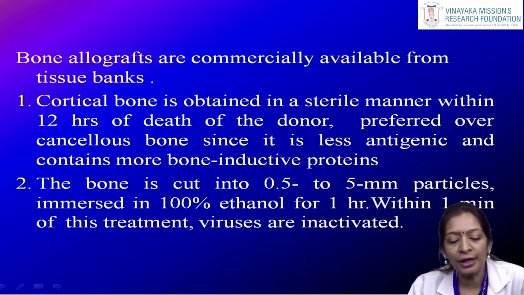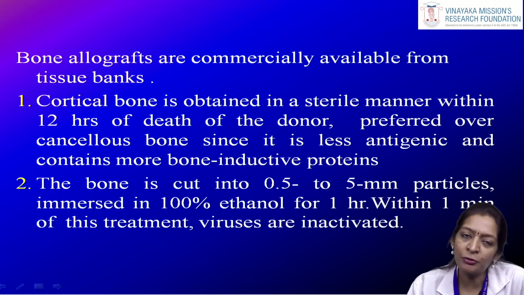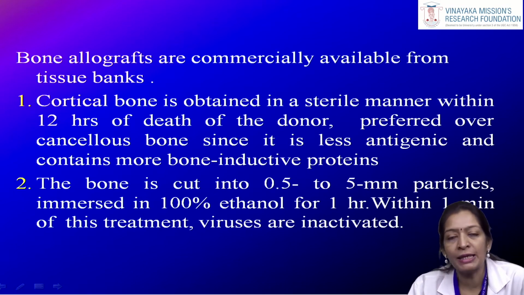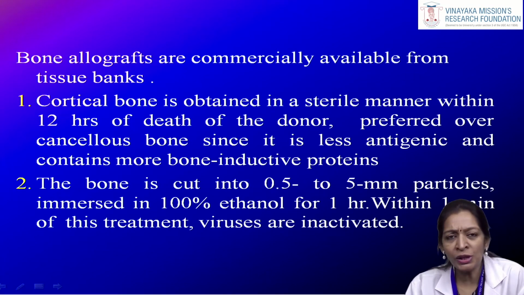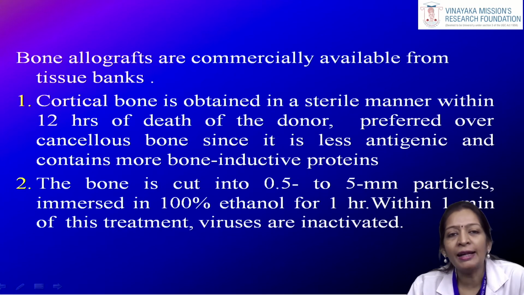The cortical bone is obtained in a sterile manner within 12 hours of the death of the donor, and this is preferred over the cancellous bone because it is less antigenic and contains more bone inductive proteins. Then after procuring it, this bone is cut into 0.5 to 5 mm particle size. It is immersed in 100% ethyl alcohol for 1 hour. Within this time, the bacteria and the viruses are all gone. So it is free of all the bacteria and the viruses.